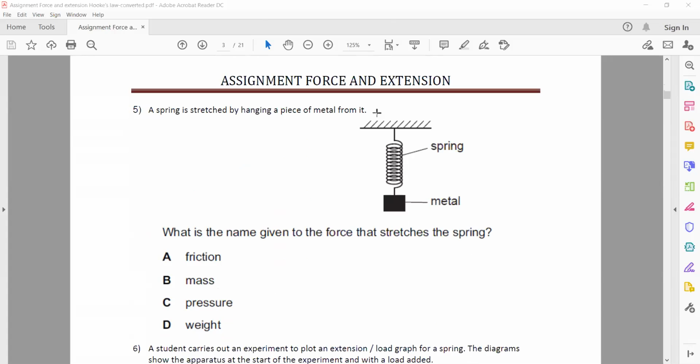The spring is stretched by hanging a piece of metal from it. What is the name given to a force that stretches the spring? Which force is stretching this spring? D. The weight is actually stretching this.